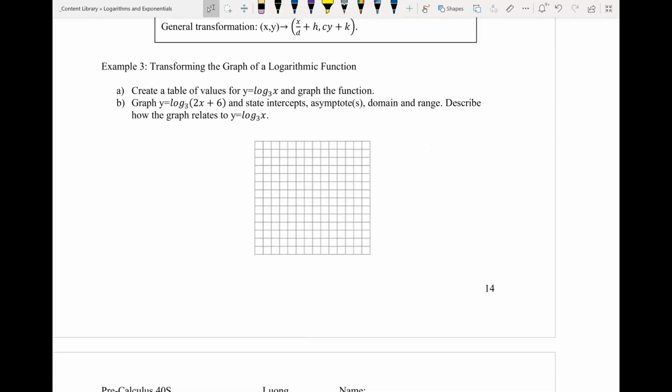So for example 3, I'm just going to create a table of values for y equals log base 3 of x and graph the function. We already did that in example 2. So just a really quick draw from what we already covered in example 2.